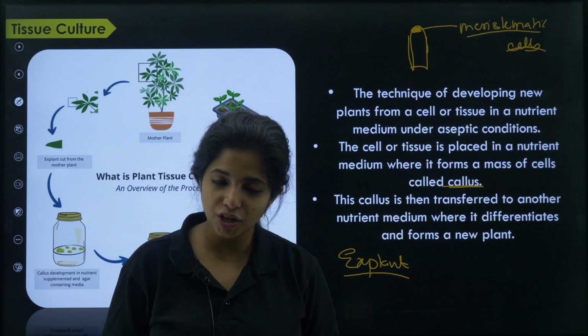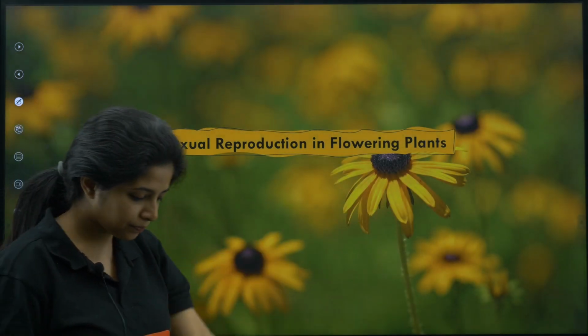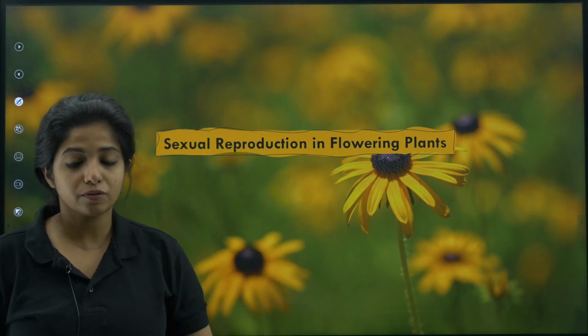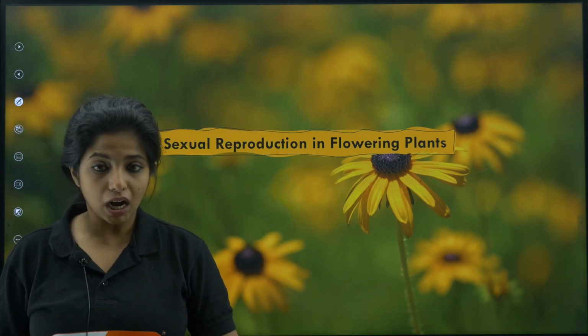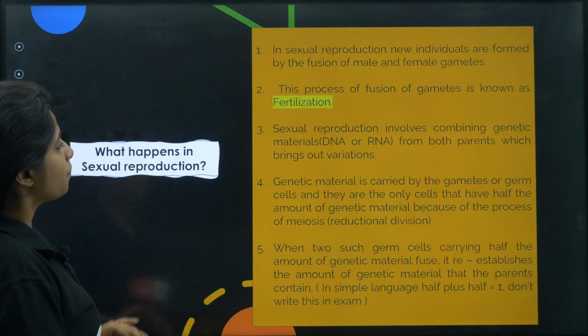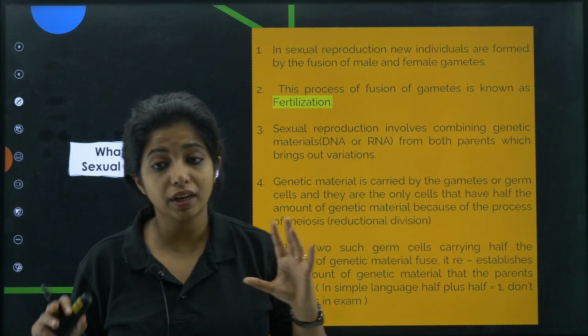Okay, so that is tissue culture, and with this we are going to end asexual mode of reproduction. Now we are going to begin the next thing, that is sexual mode of reproduction. Once we'll start with plants and then we'll go ahead with animals, that is human beings. So what happens in sexual reproduction? Very important question.